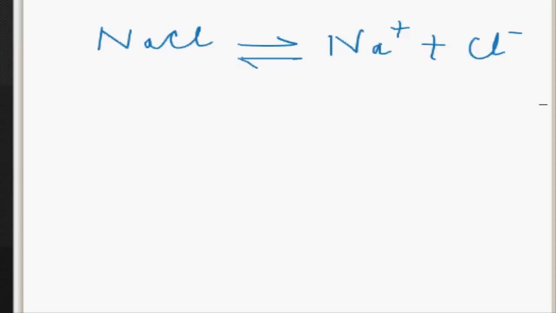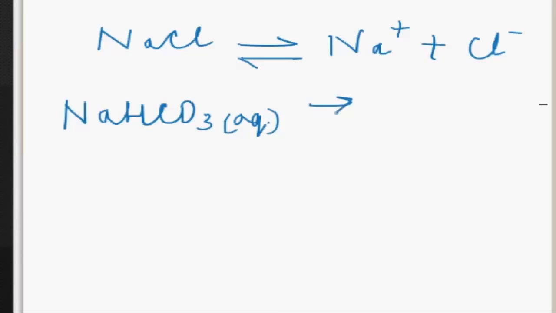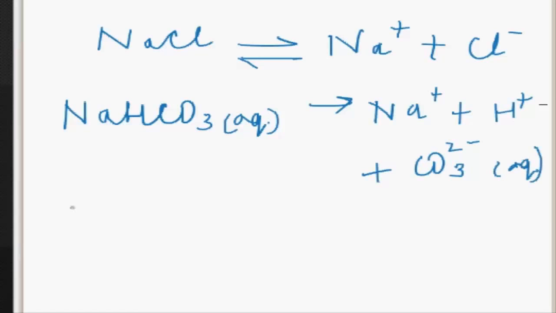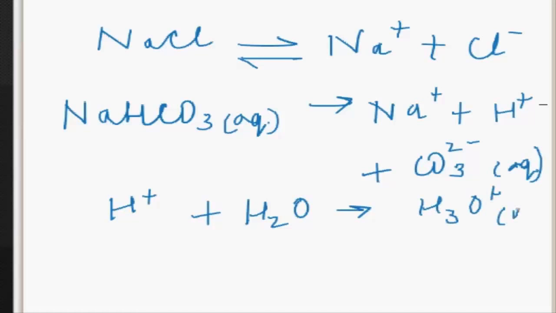Let's take the example of NaHCO3. NaHCO3 in aqueous form will give Na positive, H positive and CO3 twice negative. The H positive, when it reacts with water, will form hydronium ion, which is also aqueous. An acid salt liberates hydrogen ion or hydronium ion. It exhibits all the properties of an acid.